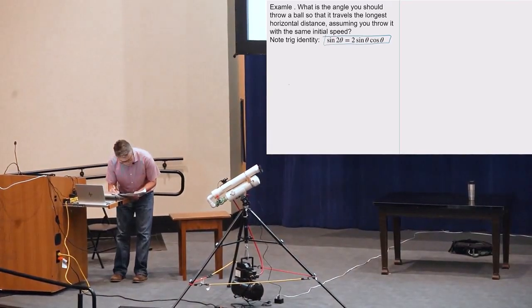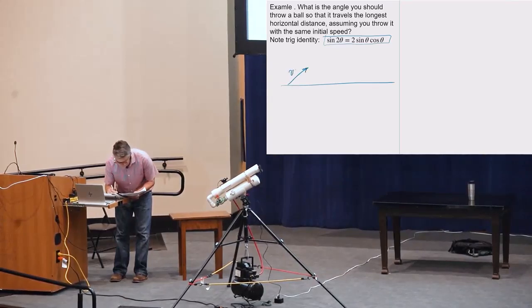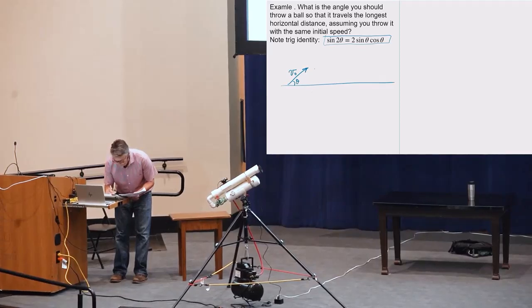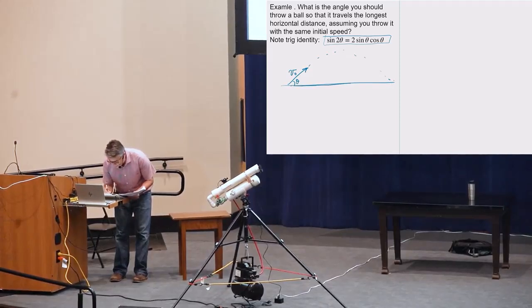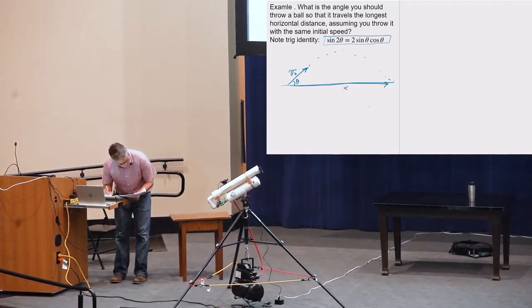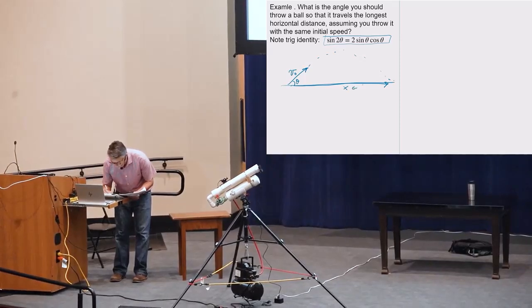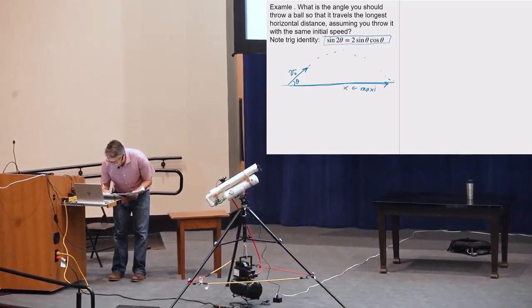So what I'm going to do is, here we've got some initial velocity, v0. It's at some angle theta above the horizontal. It goes up, and then comes down. And it goes some distance x, and we're trying to maximize x. So maximize the range or something like that.